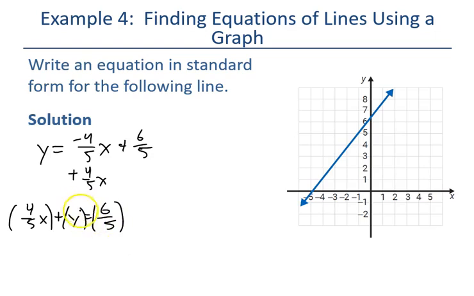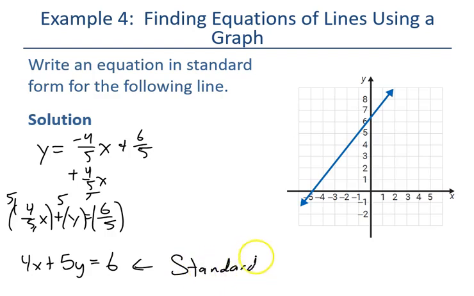Remember, standard form, you don't want to have fractions. You can't have fractions. Multiply everything by 5, and that's going to cancel the 5's out here, leaving me with 4x + 5y = 6, and that would be the equation for this line in standard form.